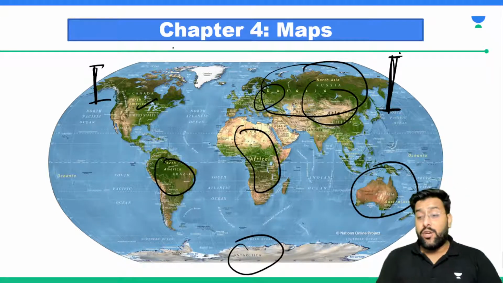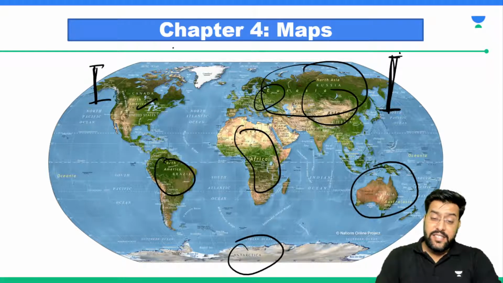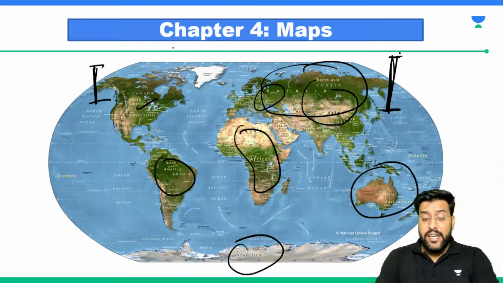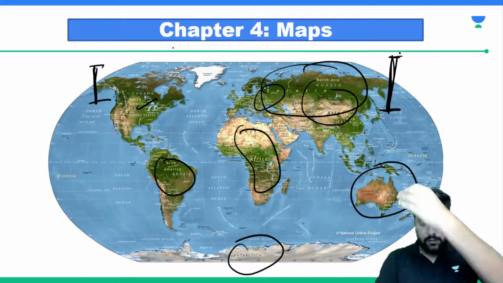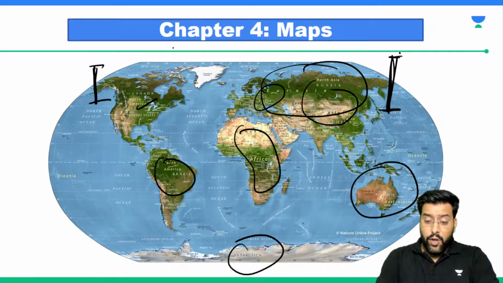Are we following it or not? So the basic difference is of dimensions. One is 3-dimensional, the other is 2-dimensional. So the globe makes it even more convenient for us to understand things. Are we following it?